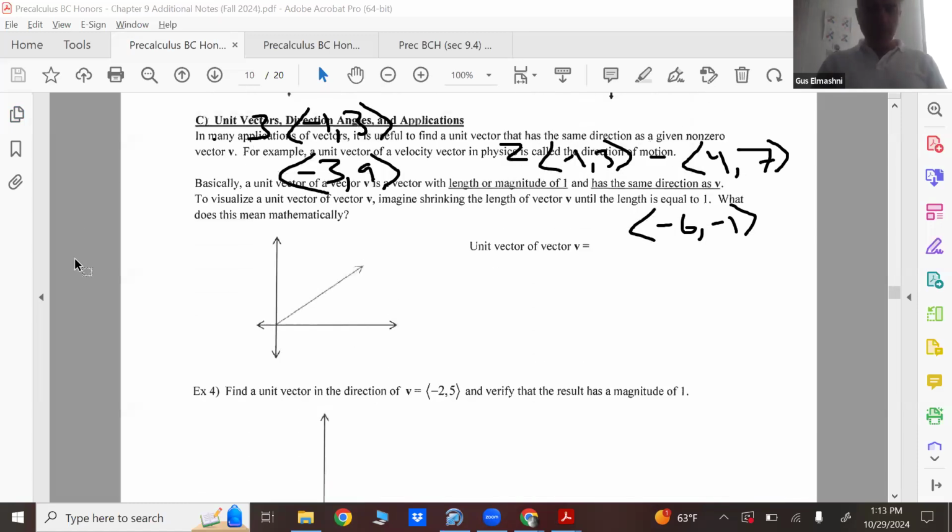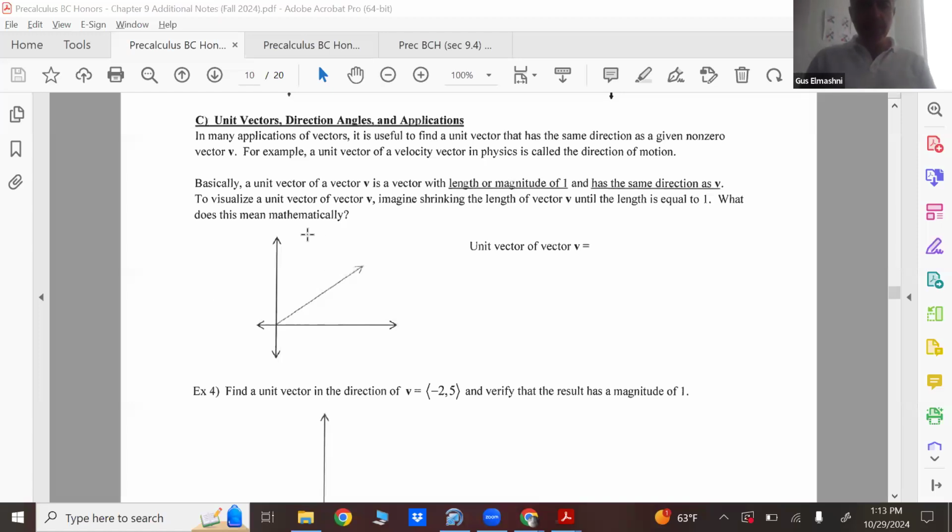Okay, unit vectors and applications. This is a big one. The unit vector is defined as this. Okay, it's defined like that. So what this means is that your components will be like this.